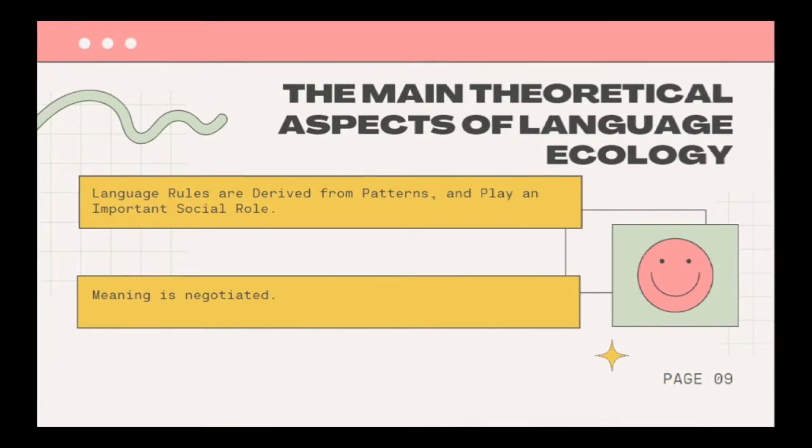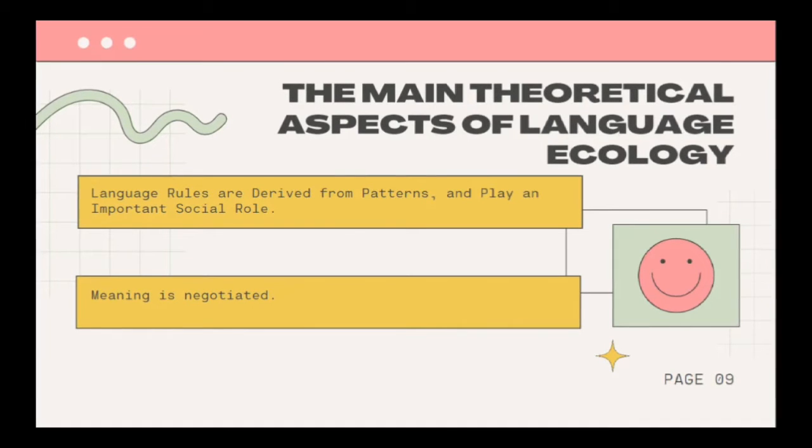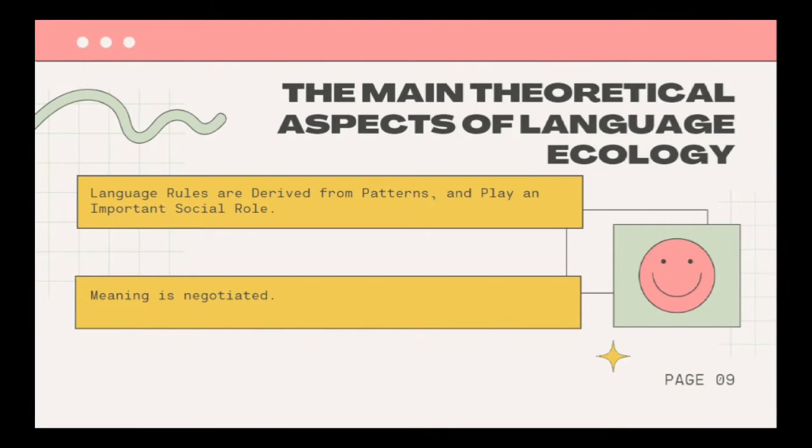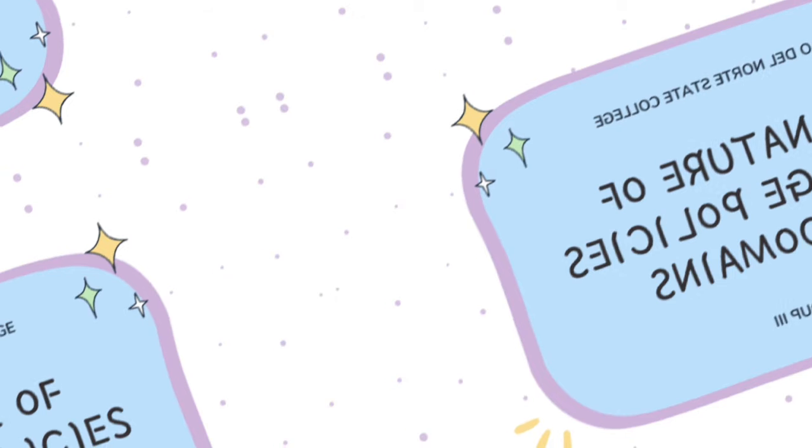The last but not the least, meaning is negotiated. There are no words that have a fixed meaning. The words in communication can acquire and change their meanings from the situation in which we use them.